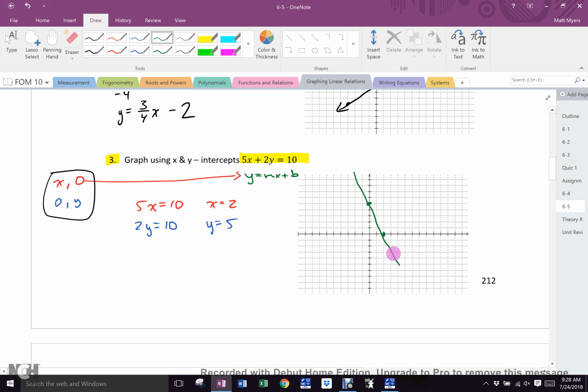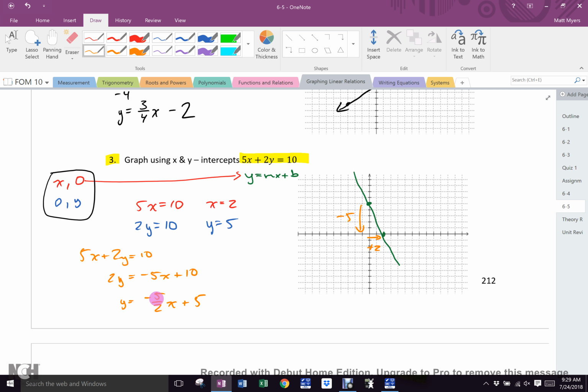Now, just for the sake of argument, very quickly, 5x plus 2y equals 10. 2y equals negative 5x plus 10. Y equals negative 5 over 2 x plus 5. Was our y-intercept 5? Did we go down 5, which is negative 5, and that way 2, which is positive 2, to get that slope? So it all works, right? They all work together to solve the problems.